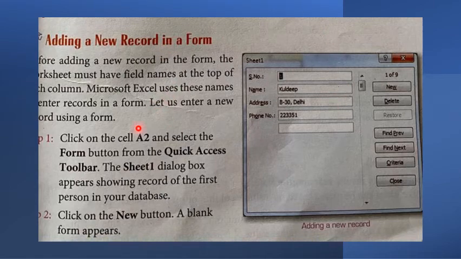Now how to add a new record? For a new record you will click on the New button. All these fields become blank. Type the values in serial number, name, address and phone number, and then press the Enter key. Automatically that record will be inserted in your Excel worksheet. Next is the Delete button. Delete is used to delete a record from the database. Find Previous is used to find the previous record, and Find Next is used to find the next record.